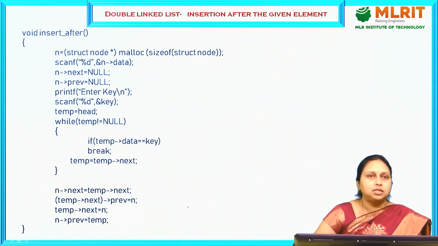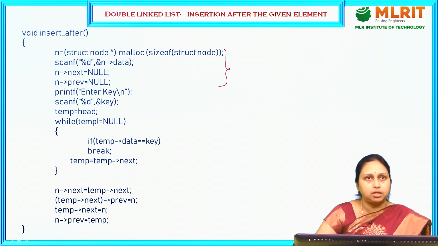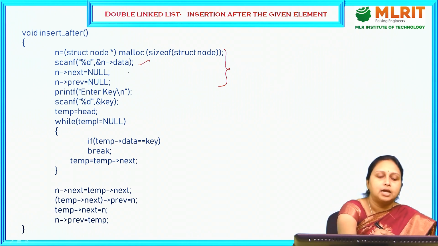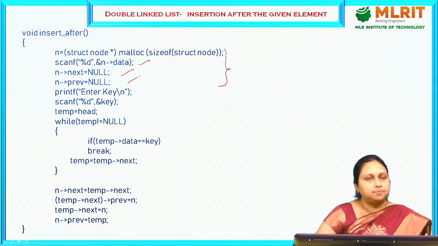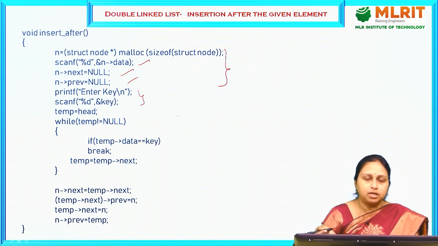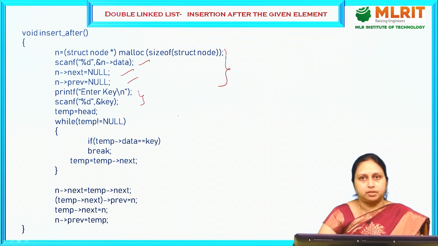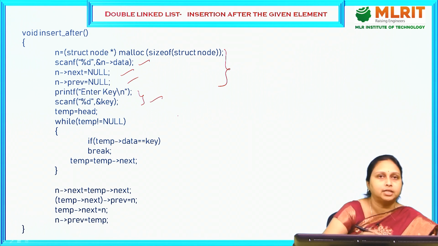Okay, let us see the subfunction, how we are going to write this. The first steps are to allocate the memory dynamically and read the data part. Next and previous are assigned to null value. This is common when we perform the insertion. Next, what we need to do? We need to read the key value to search whether the element is present in the list or not. If the element is present, then we stop there, right? And after that, we try to insert the element after the given element. That's why we read the key value.